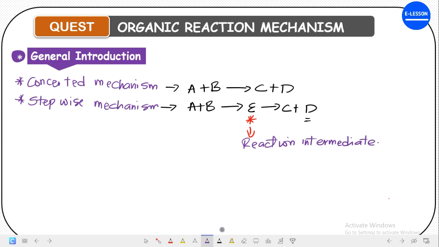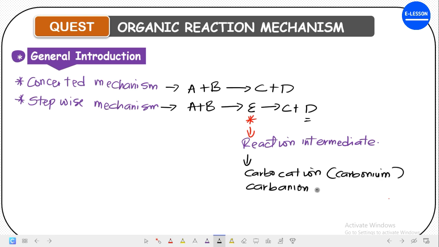And the reaction intermediates, we discussed them in our previous lectures. We said we have what is called the carbocation, and then we have what is called the carbanions. Now, the carbocations are also called carbonium ions, while the carbanions are negatively charged ions. These are positively charged and these are negatively charged. Now, this is what you need to know about the general overview of reaction mechanism.